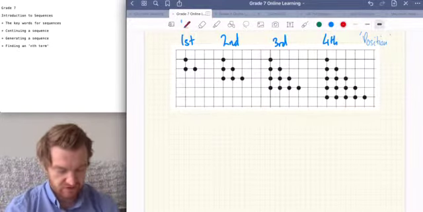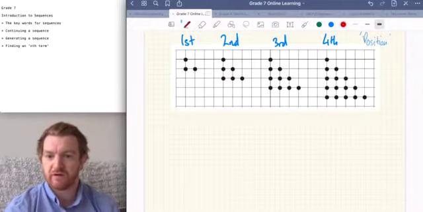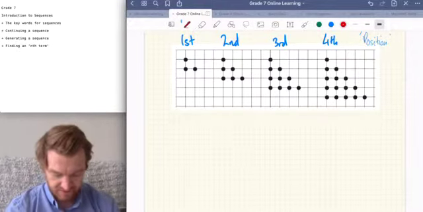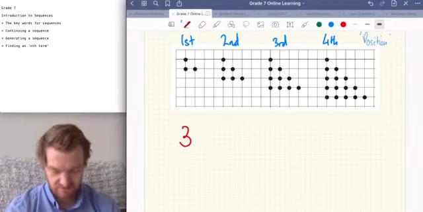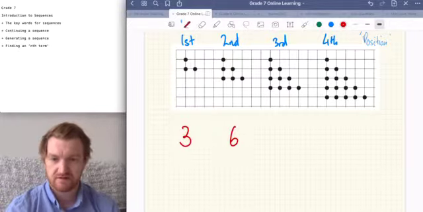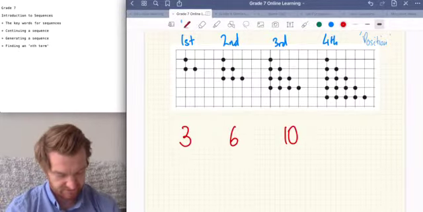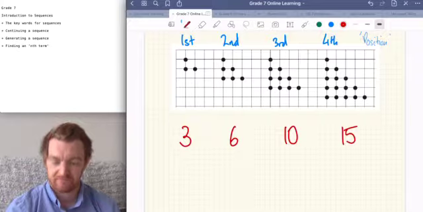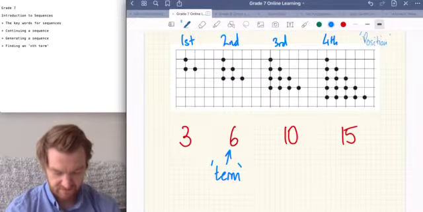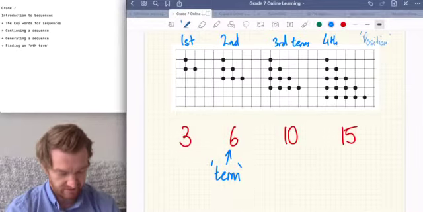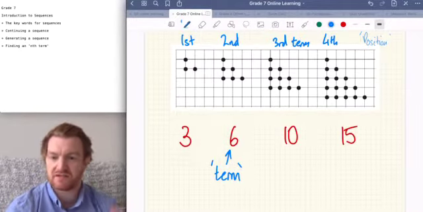We could also describe how many or what's going on in each individual thing. So in this first one here, we could see that there are 3 dots. In the second one, there are 6 dots. In the third one, there's 10, and the fourth one, there's 15. When we describe each individual one, we call this a term. So this here is, for example, the third term. A term is just one part of a sequence.